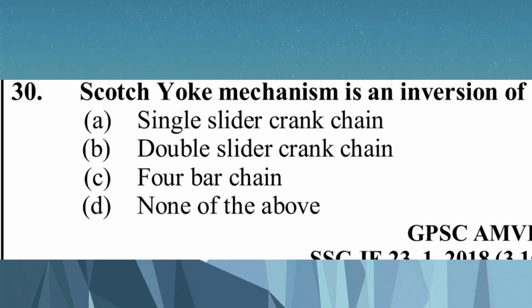Question number 30. Scotch yoke mechanism is an inversion of A, single slider crank chain, B, double slider crank chain, C, 4-bar chain, D, none of the above. B, double slider crank chain.